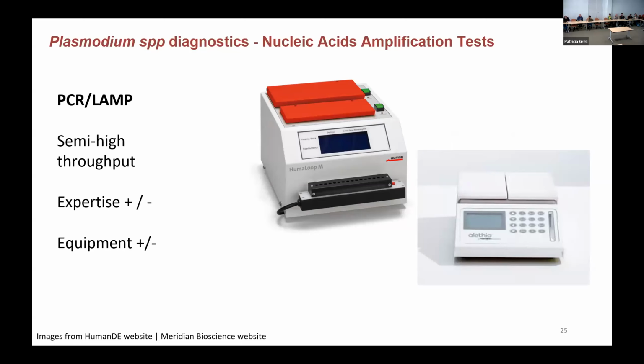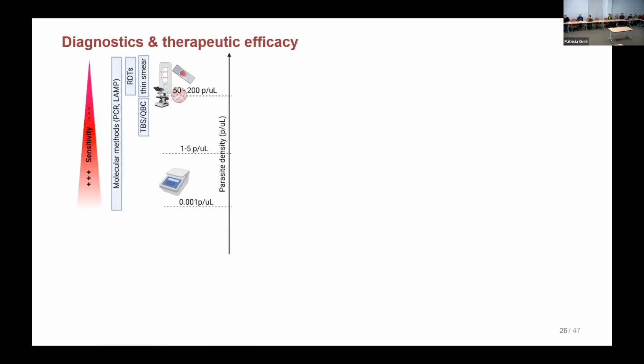So the expertise is a bit less than a regular PCR. The equipment is a bit more simple. Throughput is high. However, there are some limitations in those tests. I'm going to discuss that a bit later. And how do those tests perform?